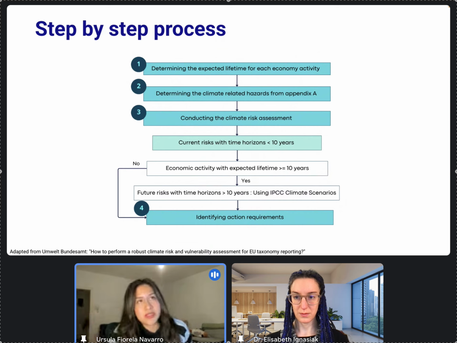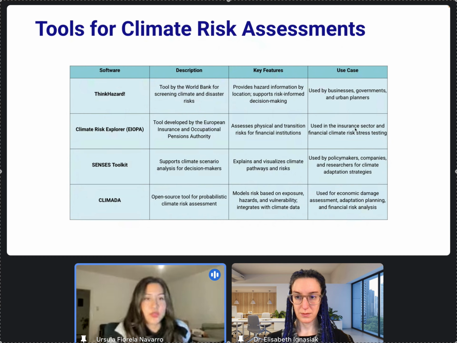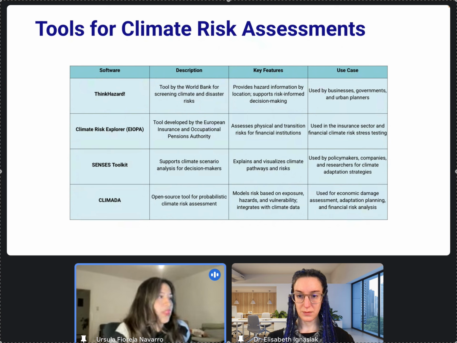So the final step, or let's say the whole purpose of the climate risk assessment, is to identify adaptation solutions. It's important to identify how we can reduce the risks that might be present in the future or now. So there are certain tools that can make our life easier, of course, because these are all very complex processes that can be eased by using tools and models. So for that, we have exemplified certain software that simplify this. I'm just going to mention a few.